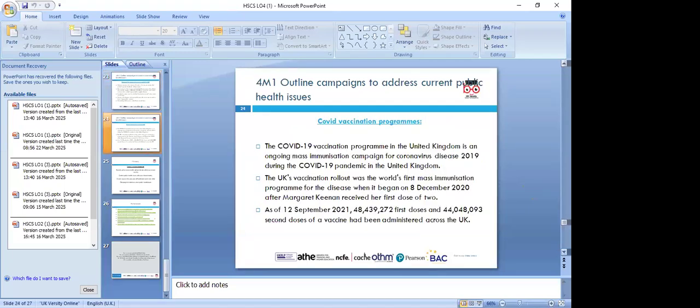Okay. The COVID-19 vaccinations we know about, and I wouldn't waste much time on that. We know what it entails, and as a result, the feedback that was gotten from the COVID-19 pandemic in the UK, whether you find yourself in Nigeria or Ghana. The UK vaccination rollout was the world's first mass immunization program for the disease when it began on 8 December 2022, after Margaret Keenan received the first dose.